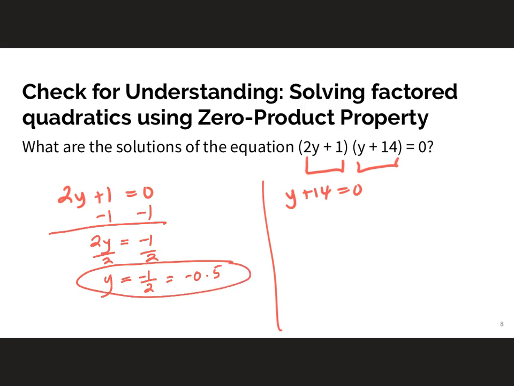Over here, I'm just going to subtract 14 on both sides to get y equals negative 14. And that's my second answer. So just set your factors equal to 0 and then solve for the variable, because it just turns out to be a linear equation that we definitely know how to solve.